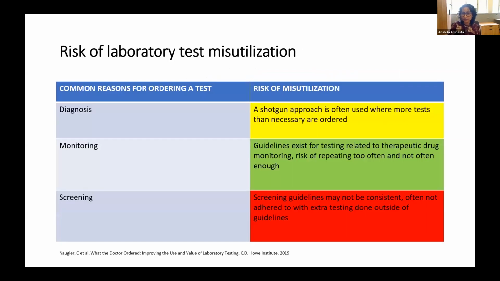So how does misutilization occur? Misutilization can really be both overutilization and underutilization. When we're ordering a test for diagnostic reasons, where we're trying to rule in or rule out a diagnosis, sometimes misutilization can occur when we use a shotgun approach. A shotgun approach is when we try to order the entire panel of tests for all possibilities that we might think about, and in that case, you're probably ordering more tests than necessary. It can also happen when we're monitoring a condition. Sometimes we order a test to monitor drug levels, and guidelines do exist for some of these things, but there is a risk of repeating the test too often or not often enough. And as you will have heard earlier, screening particularly is an area with a high risk of overutilization, where tests are often done inappropriately and outside of guideline and evidence-based recommendations.